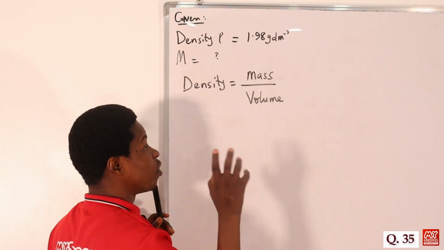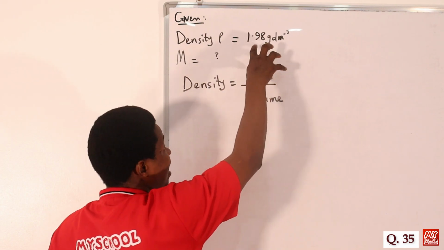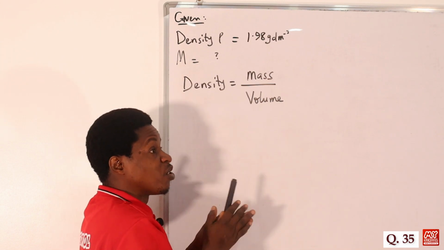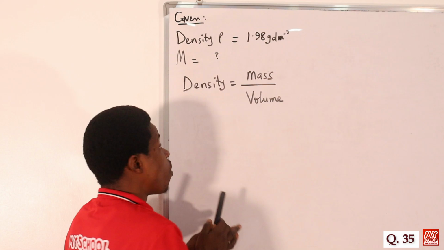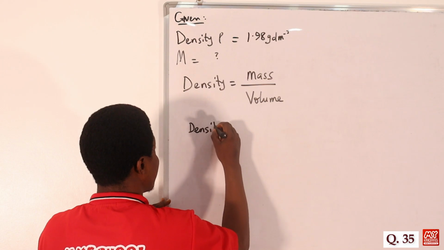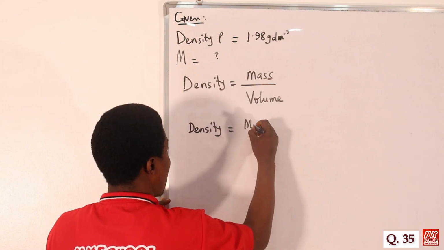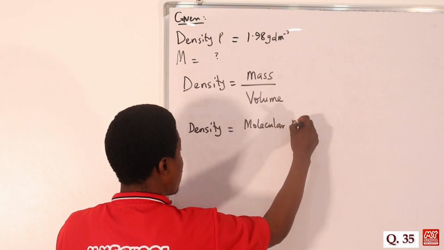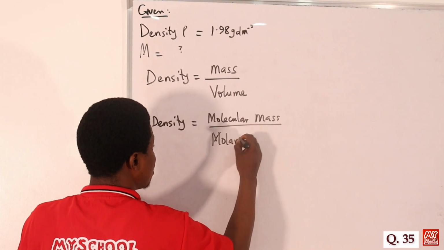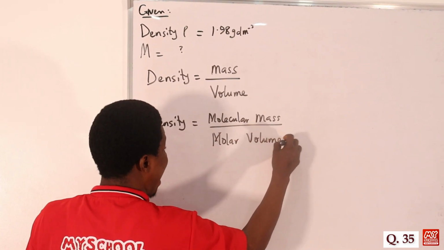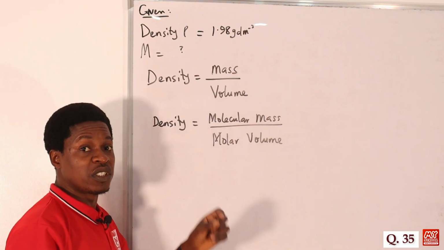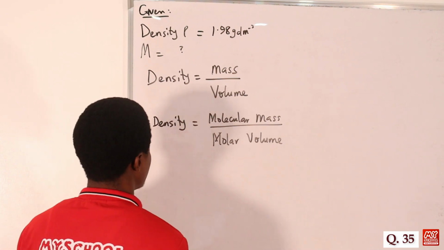Don't forget that we're told that the density of the gas is at STP. So if it is at STP, we are looking at the molar volume, which is always a constant. That is 22.4 dm cube. So we can rephrase this to be density equal to molecular mass all over molar volume. We can change volume to molar volume because it was given at STP, and the molar volume of all gases at standard temperature and pressure is a constant, which is 22.4 dm cube.